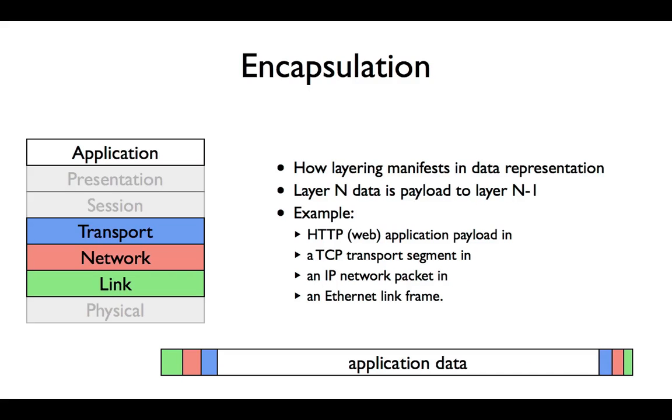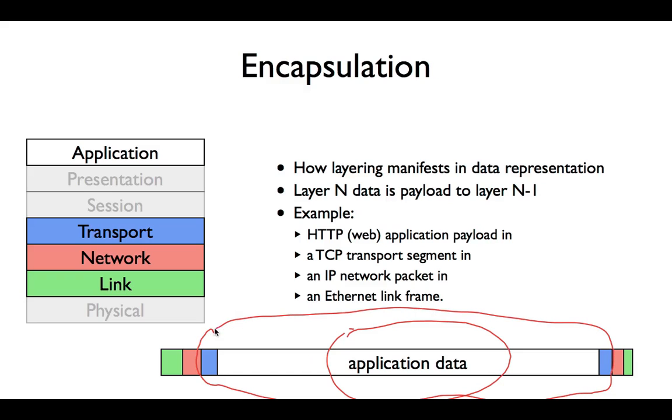Encapsulation is a direct consequence of our use of layering. It's how layering manifests itself in the way that we represent the data at each successive layer. So in layering, data is the payload to layer n-1. What this means, and you can see in this example here, in the middle here, we have the application data, which has been encapsulated into a segment, which is for the transport layer. Here is the beginning, here is its payload, and here is its end. So the application data is sitting inside that segment.